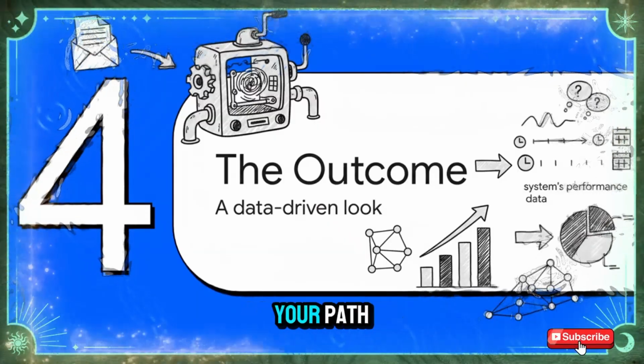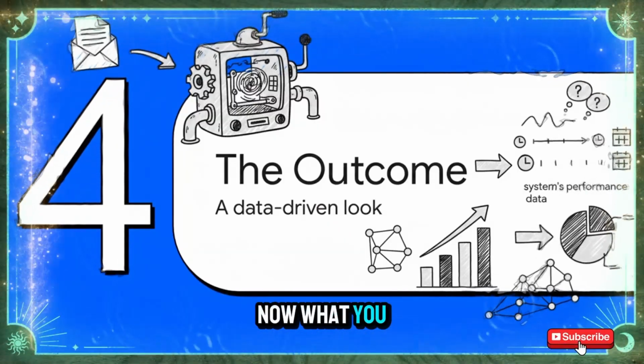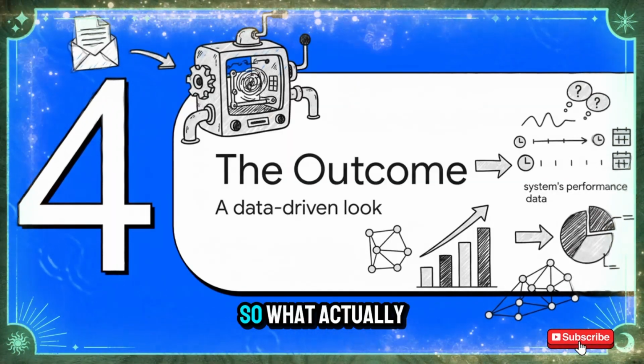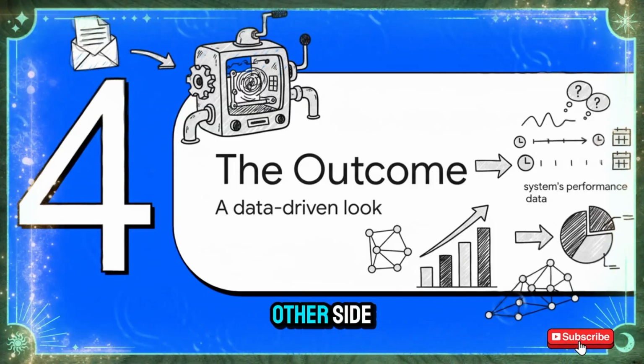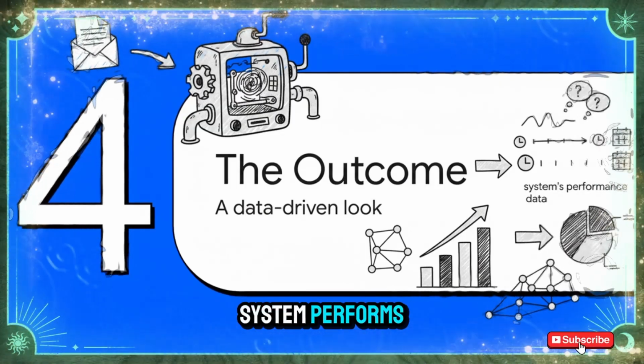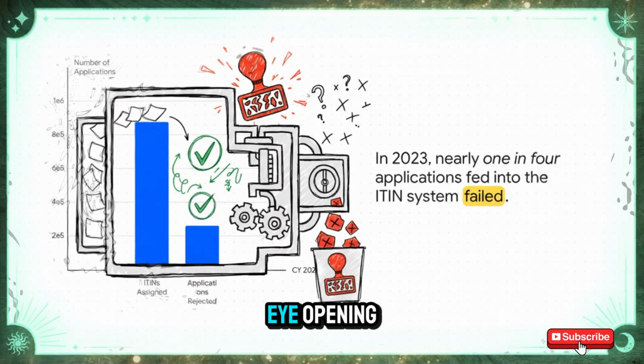Okay, so you've picked your path, you've sent your application in, now what? You wait, usually for about 7 to 11 weeks. So, what actually comes out the other side? Let's look at the hard data on how this system performs. The numbers from 2023 are pretty eye-opening.